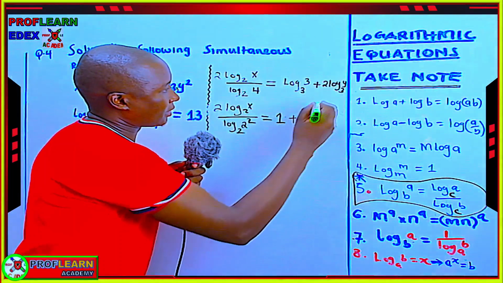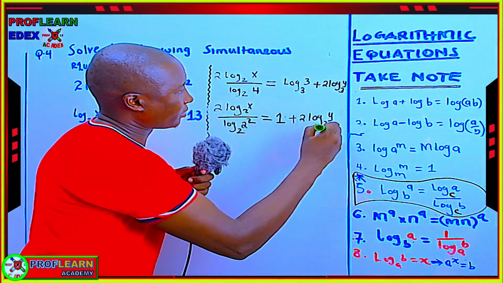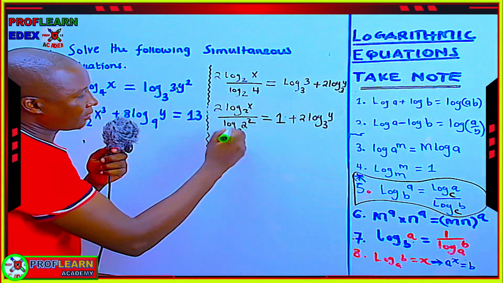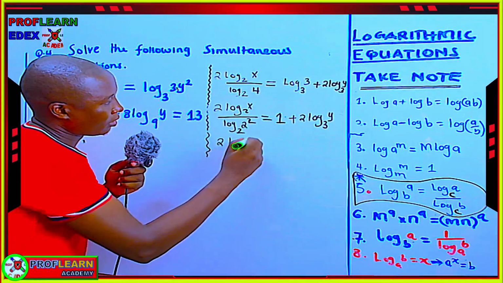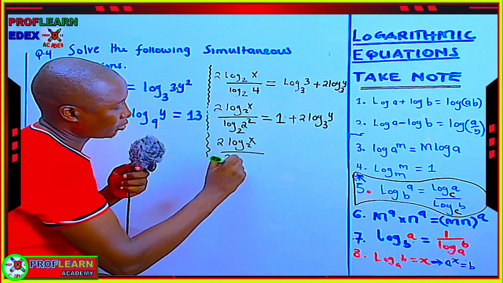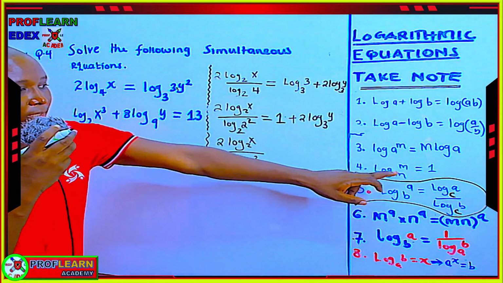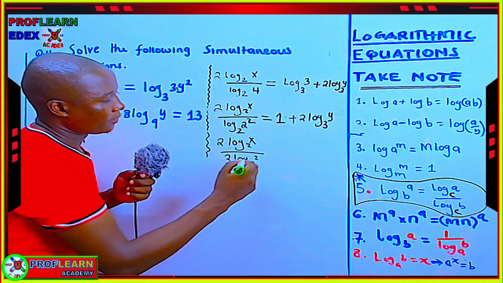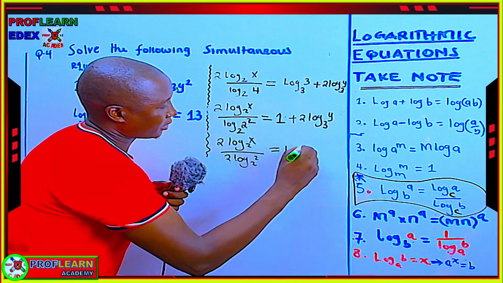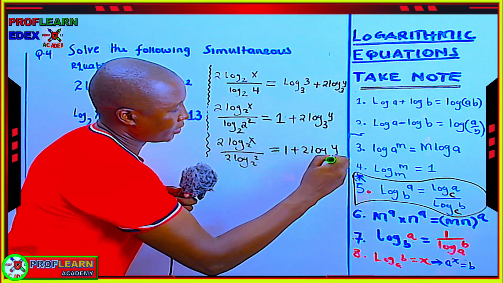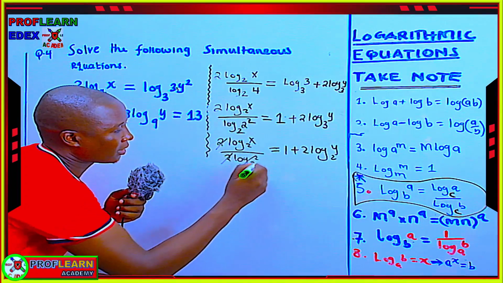And then plus this is going to be 2 log y base 3, meaning that we can take the 2 behind the log. So we shall have 2 log x base 2 over 2 log 2 base 2, and log 2 base 2, using the same rule, will be 1, equals 1 plus 2 log y base 2. This and this will cancel out.